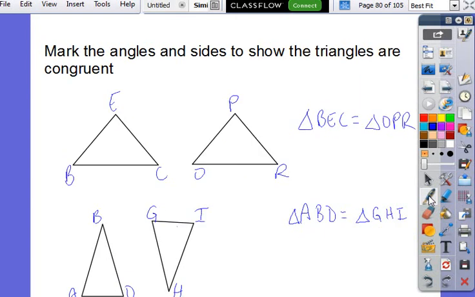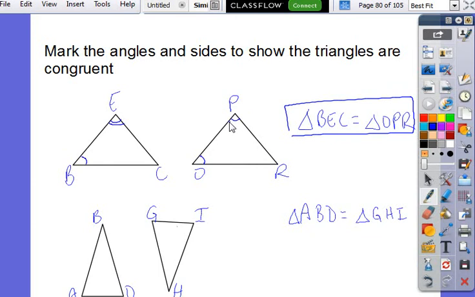All right, when it says mark the angles and the sides to show that they're congruent, again, I'm going to base everything off of that congruency statement. Which one does angle B match? O, whichever one's first. B is first, O is first. So I'm just going to put a 1 on the B and a 1 on the O. And then E is second and P is second. So I'm going to put my 2 marks there and my 2 marks there.